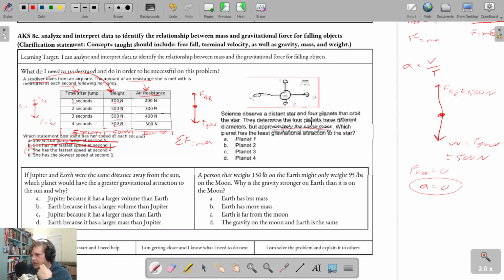Okay, so we have distance. The one that is closest would have the greatest gravitational attraction. We're looking for the least, so we want the one that's farthest away. Well, 1, 2, 3, 4 is the farthest away, so that is our answer, 4. It says the least gravitational attraction to the star, that is the one that is the furthest away. It has the least gravitational attraction. Okay, there we go.